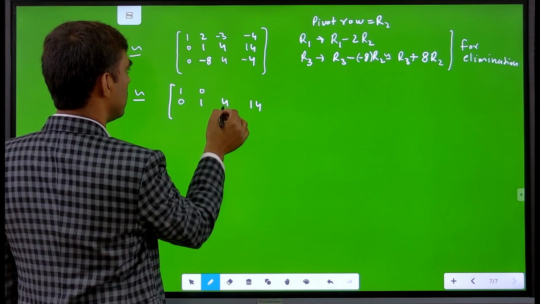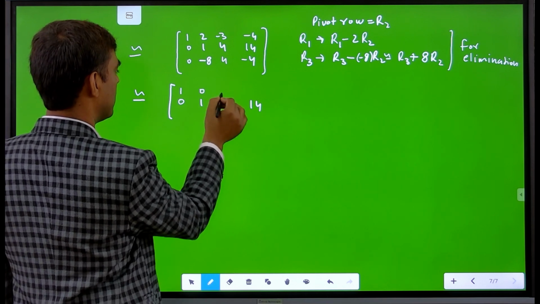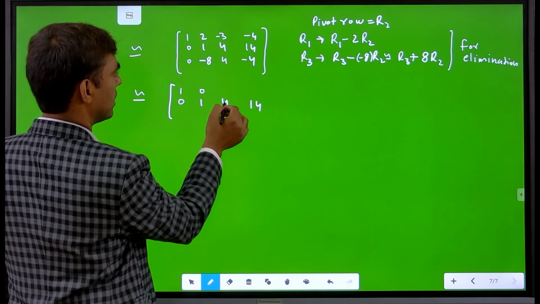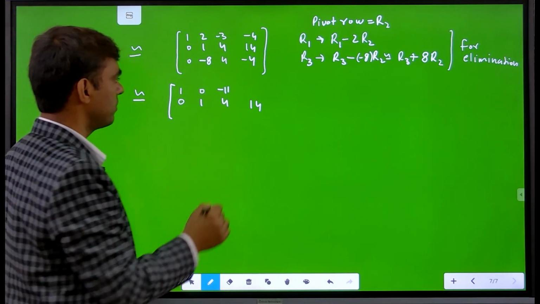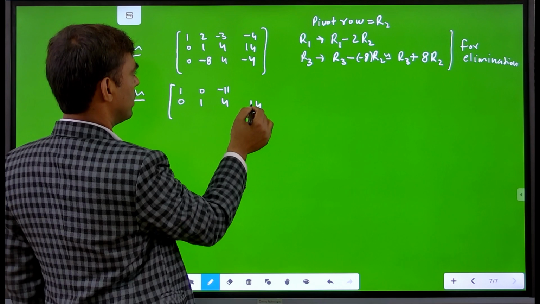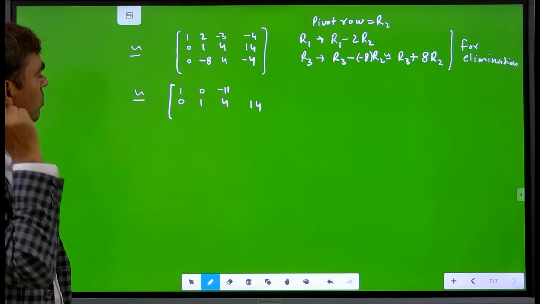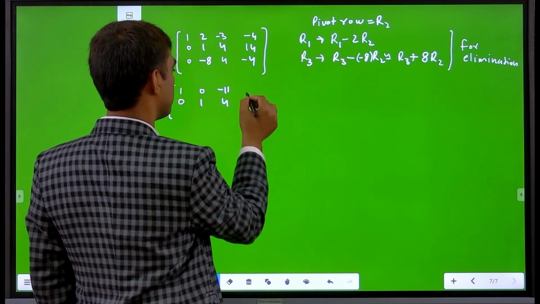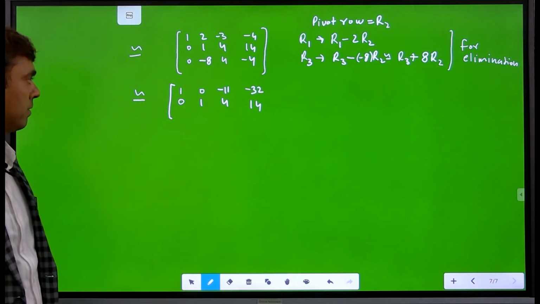Then this one is minus 2 times 4, which is minus 8, so minus 3 minus 8 is minus 11. And this one is minus 4 minus 2R2, that is 28, so this one is R1 minus 2R2: 40 minus 28 is minus 28, minus 32. This one is the first row.